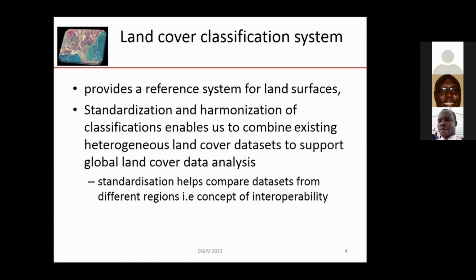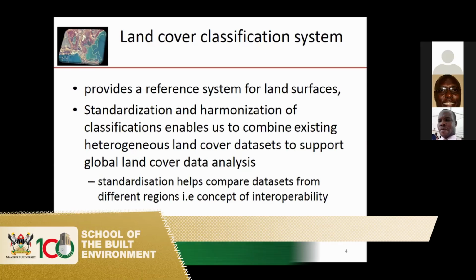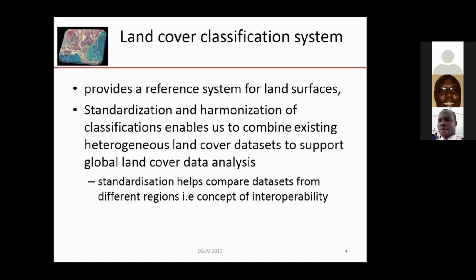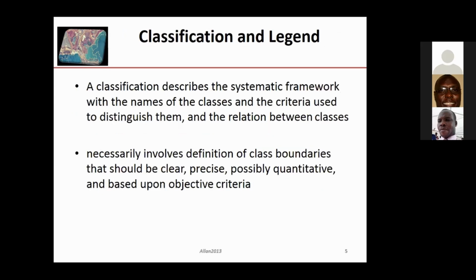So if you want to do a change detection over two images, it should be very possible for you to compare the land cover classes. That's why we have a land cover classification system: it provides us with a reference on how to define land covers on a surface. So a classification describes a systematic framework with names of classes and criteria used to distinguish them.